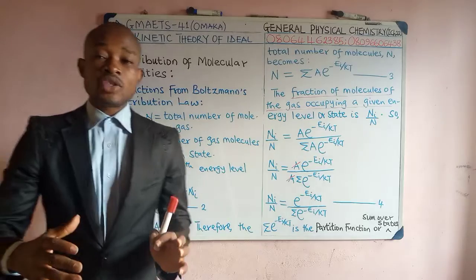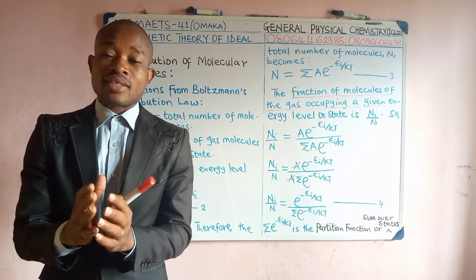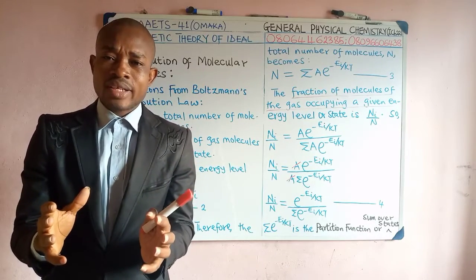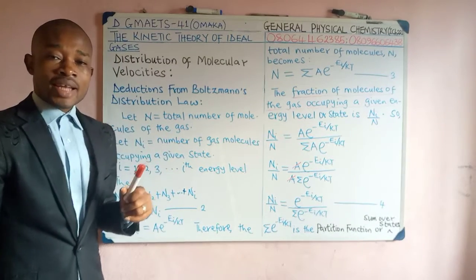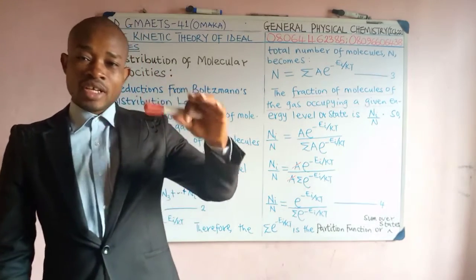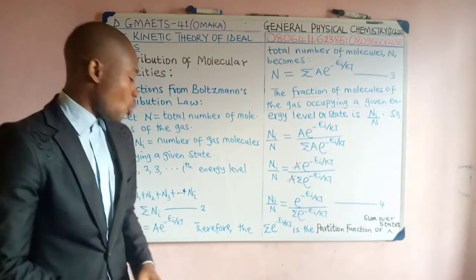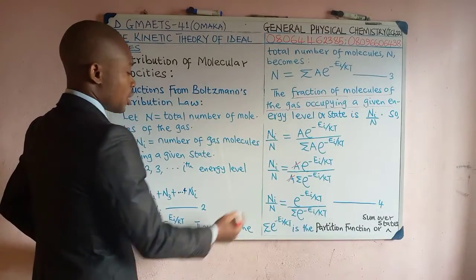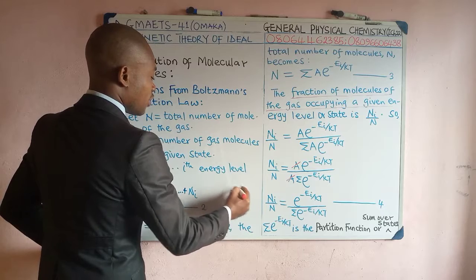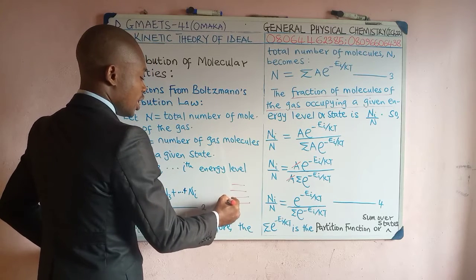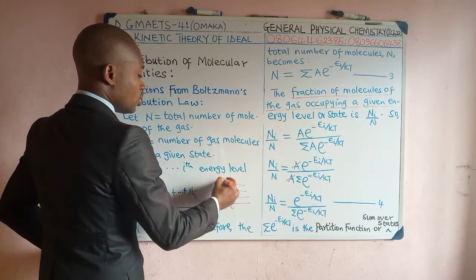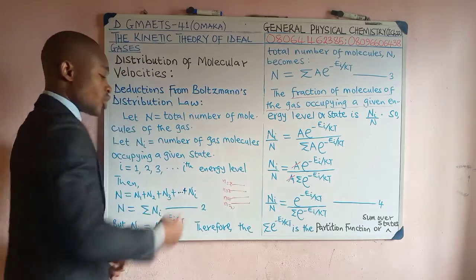If we assume that the total number of molecules of the gas in the gas system is given as capital letter N. And then let us now say we have different energy levels. Are you following? We have different what? Energy levels. So we have something like 1, 2, 3, 4. Let this be energy level ground state equal to 0. Then N equal to 1, N equal to 2, N equal to 3, and then in that order.